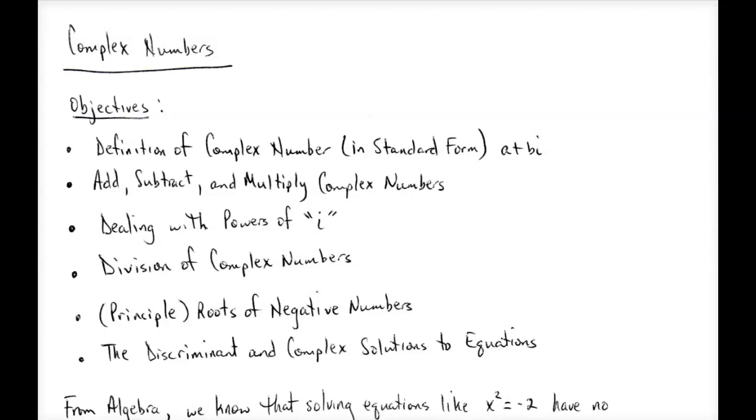From there, we'll also explore the principal roots of negative numbers and the discriminant and complex solutions to equations. And that's just a fancy way of saying whenever we use the quadratic formula, whenever we have answers where the discriminant, or the expression that is under the square root sign, is negative, then we end up having what we call complex conjugate solutions. So we'll talk about that as well.